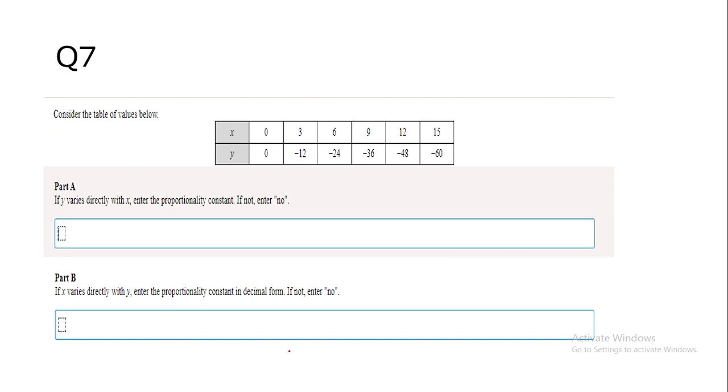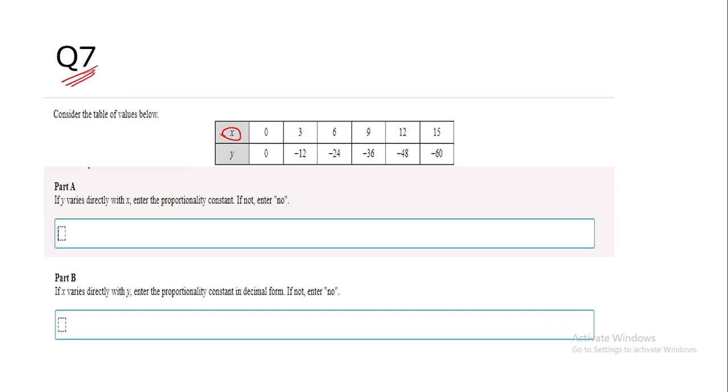Now, the same thing here. Question number 7. Here, instead of giving a graph, I give you a table. And it's saying consider the table of following values. This is the x, starting from origin, 0, 0. Then 3, 6, 9, 12, 15, and y, 0, negative 12, negative 24, negative 36, negative 48, negative 60.